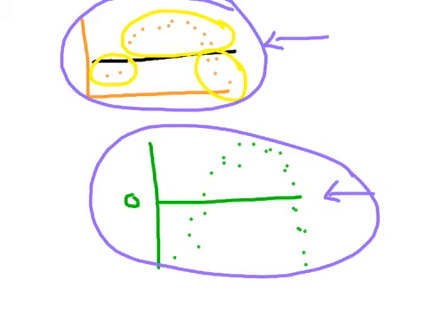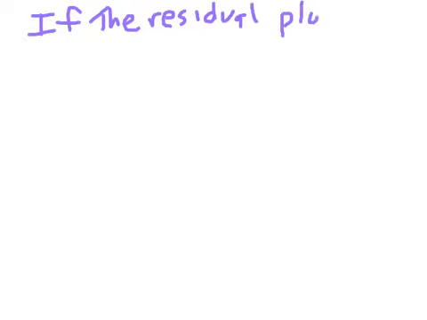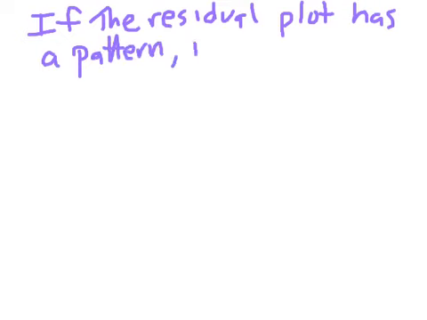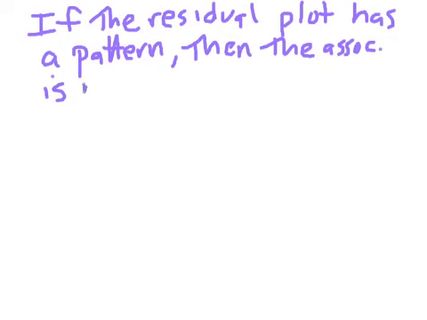It's an important idea. Let's write that down. If the residual plot has a pattern, then the association, abbreviating, is nonlinear.